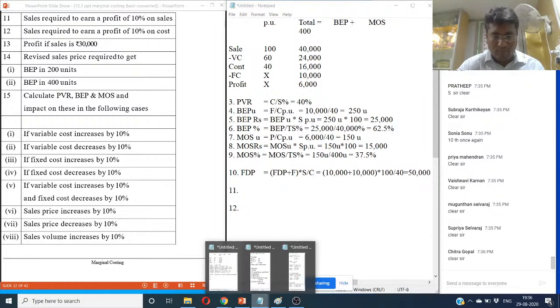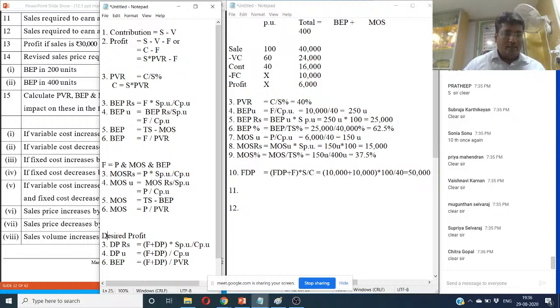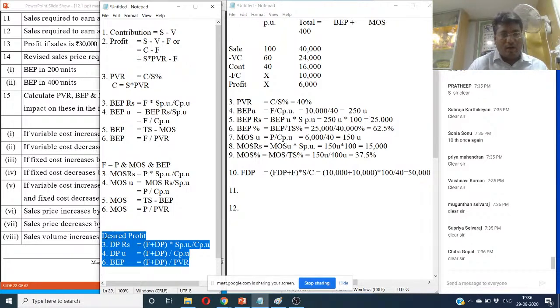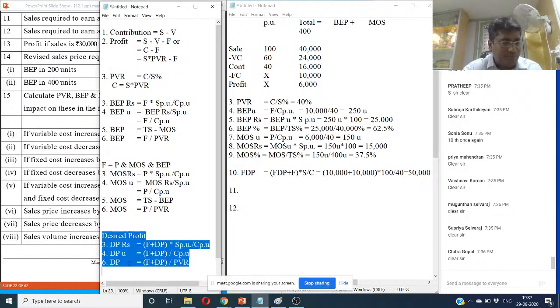Let me list down that formula here. In the last block, what is the formula for desired profit? Desired profit in rupees is equivalent to fixed cost plus desired profit into sales by contribution. At the same time, for desired profit in units, fixed cost plus desired profit divided by contribution per unit. I have taken the first formula here. The last formula is fixed cost plus desired profit divided by PVR. So we have 3 formulas here.